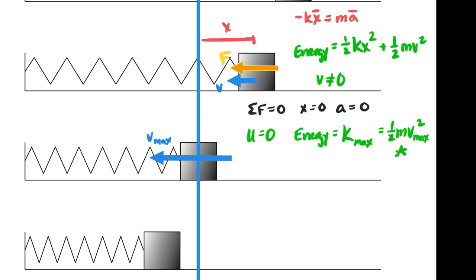Now we crossed over this point. We make it to the other side. What direction is the spring pushing on the block now? To the right or to the left? Right, the spring has been compressed now. So it has to be pushing the block back. It's a restoring force. So now the spring is pushing this way on the block.